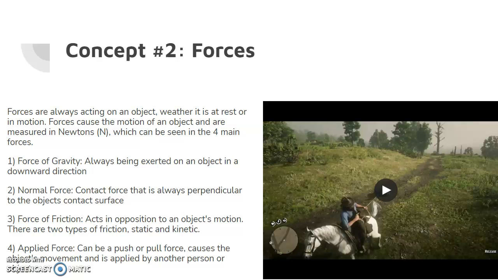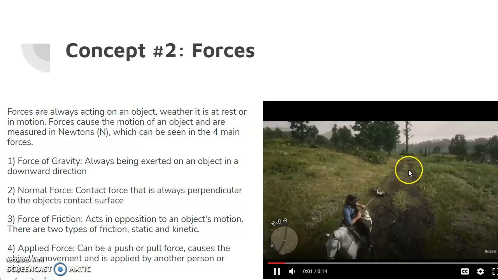The normal force is the contact force that is always perpendicular to the object's contact surface. The force of friction acts in opposition to an object's motion, and there are 2 main types of friction, static and kinetic. And lastly is the applied force, which can be a push or pull force which causes the object's movement and is applied by another person or object. And this is the concept of forces seen through Red Dead Redemption 2.